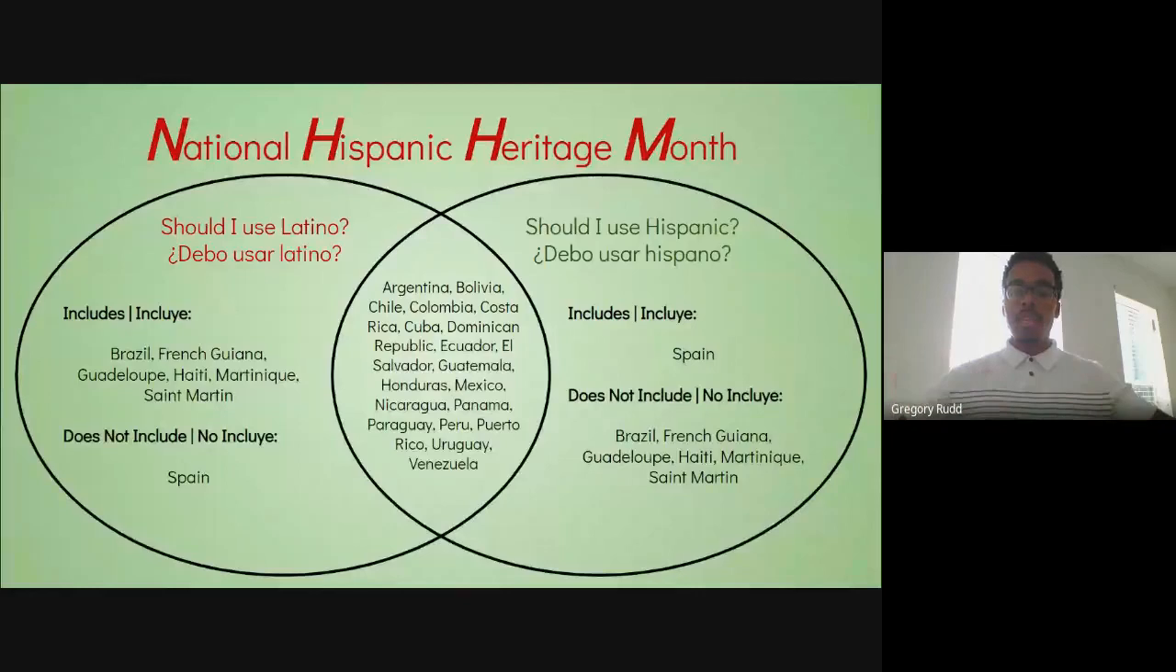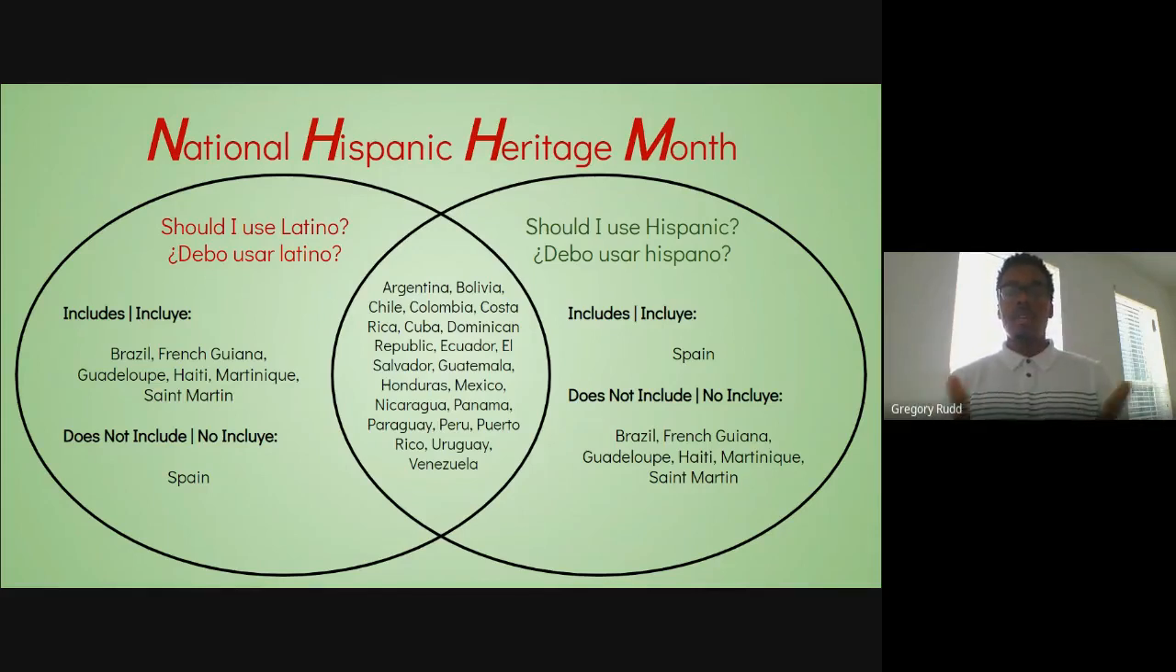And of course, you can be any race and still be Hispanic, and still be Latino. There are people in Brazil who are white. There are people in Brazil who are black. There are people in Mexico who are white, and there are people in Mexico who are black, and there are people in French Guiana who are Asian. And so you can be any number of races and be from any one of these countries.